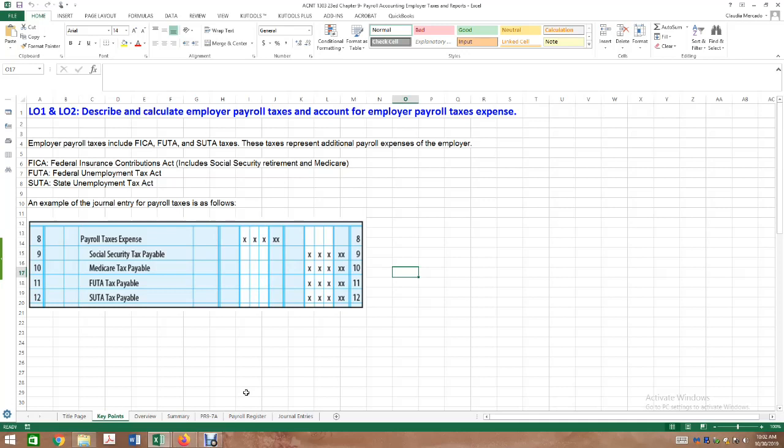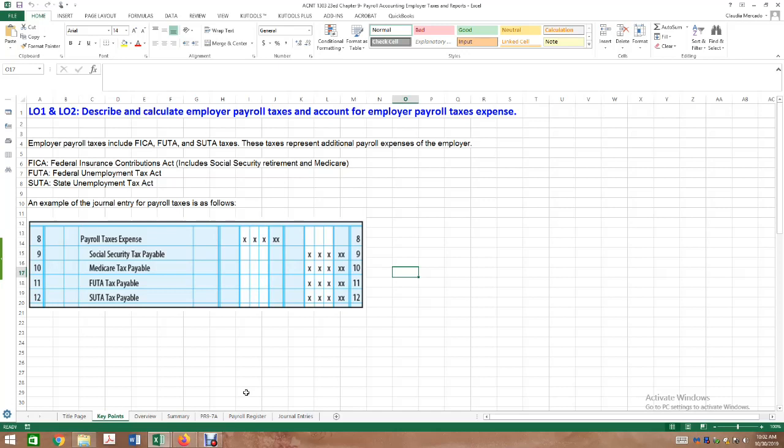So the components are FICA. FICA is the Federal Insurance Contribution Act. Under FICA there are two taxes, and they're the same two taxes that we covered in Chapter 8, which are your Social Security and your Medicare tax. Both the employee and the employer have to pay these taxes.